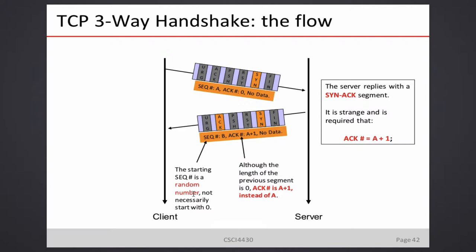This ACK wants to acknowledge what? Originally, it acknowledged that, okay, you say your sequence is A, and there's no data. Then I acknowledge you using A plus 0. That means A. But I want to make it special. I become A plus 1. Okay, I become A plus 1.